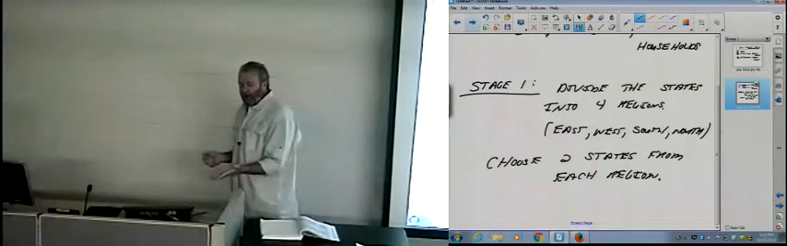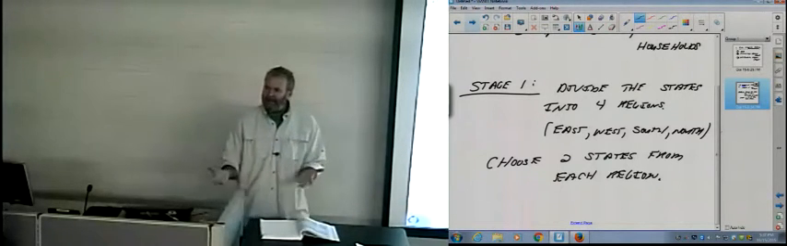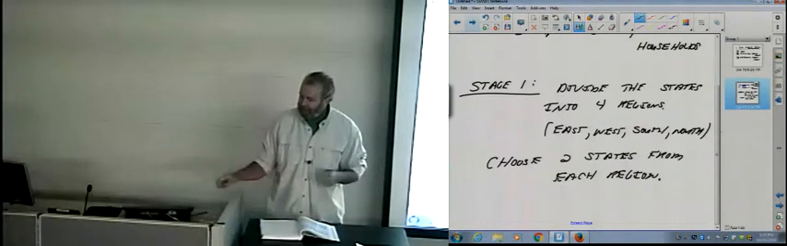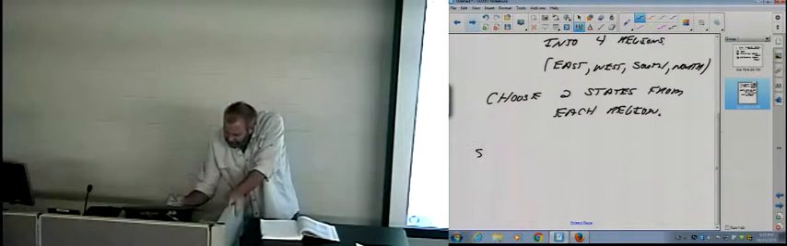So at this point, that's stage 1. And so does everybody understand at this point what you have is you've got 8 states, right? 2 out of each region, okay? So the multi-stage part comes in, stage 2.